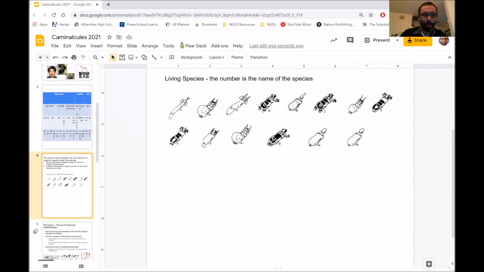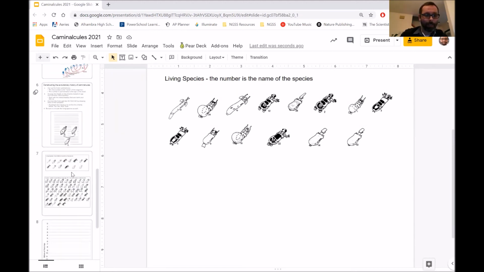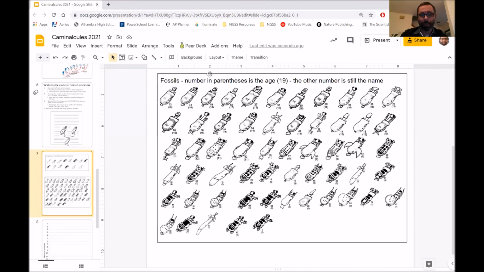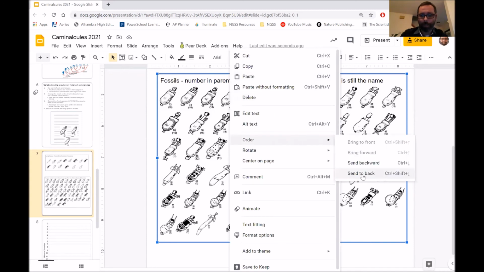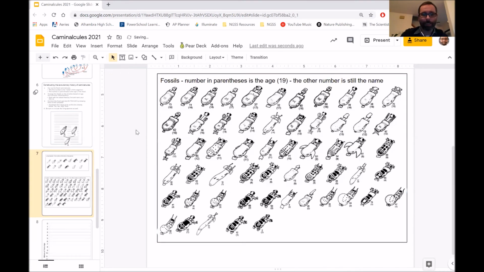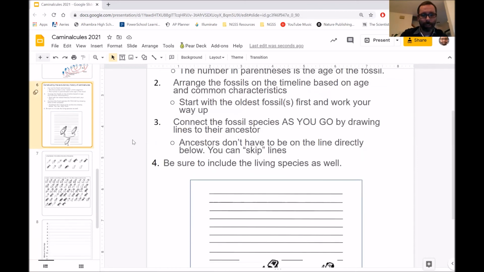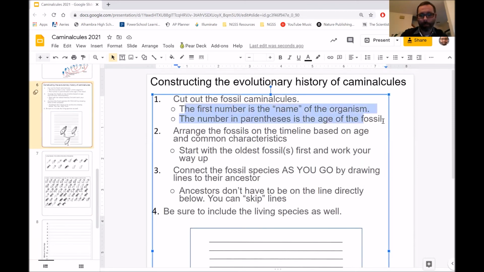Then on slide 7, you're going to get all these fossils, right? Let's see if I did this one right. Nope, I didn't. So I'll fix that now. These fossils go all the way back to 19 million years. You'll notice that there's 2 numbers on here. There's the regular number, which is the name of the species, and then in parentheses is the age. And that's all on this slide right here. It tells you all these kinds of things, so it's just in case you need to go look for the instructions. It's right there on slide number 6, right?